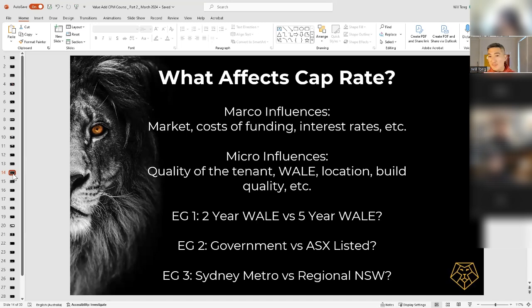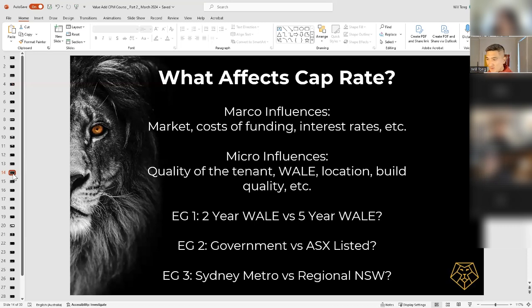And then last question, let's say you had a similar property once in Sydney Metro and once in regional New South Wales. Which one would have a lower cap rate? Metro. Yep, I think you'll probably be right most of the time as well, because Sydney Metro would be perceived as a lower risk location because there's bigger population, more demand, etc. But that's not always the case. You're probably right 90% of the time, but it's really important that you look at deals on a case-by-case scenario. But generally speaking, you're right.